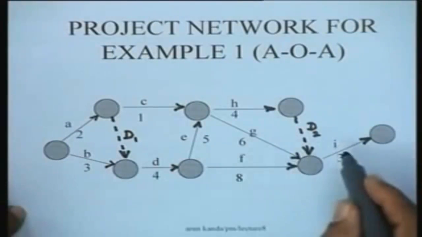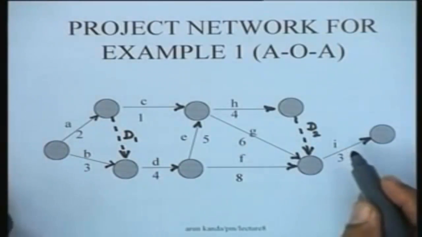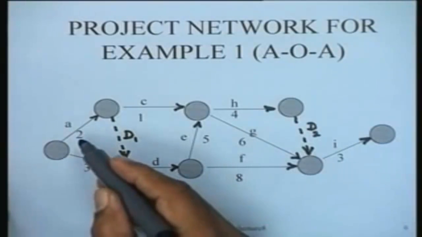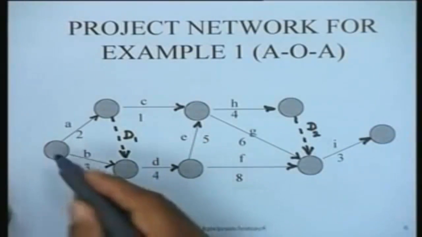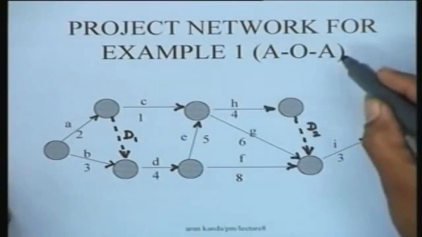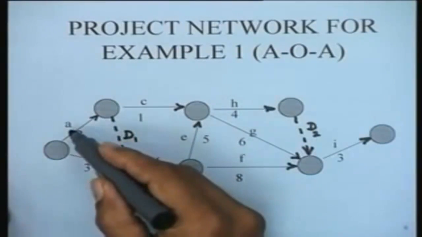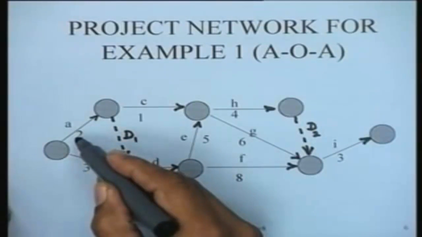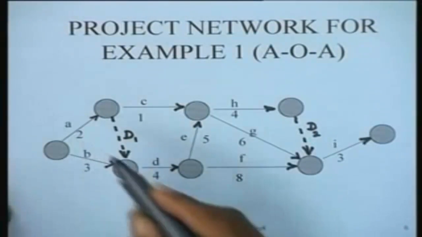So these are the two dummies which have been introduced in this particular network, and we have indicated here the activity durations adjacent to the arcs. Notice that in the AOA representation it is the arcs which represent the activities, so the durations of the activities are shown adjacent to the arcs.